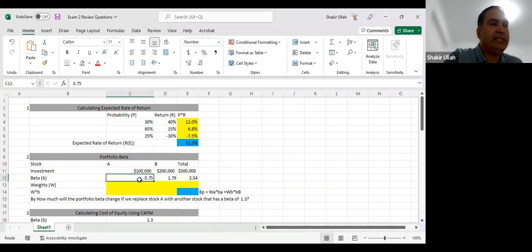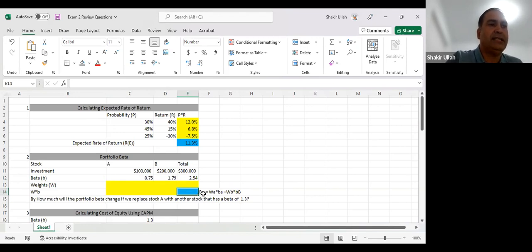So if the beta is less than 1, that means this asset is less risky as compared to the market. And if it is more than 1, that means it is more risky as compared to the market. But more risky means you get more return. That's the data given here. We are required to calculate only the beta of the portfolio. So how do we calculate the beta of the portfolio?